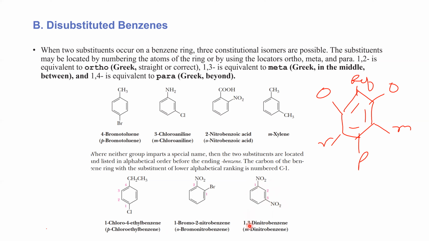So this is the 1,3-dinitrobenzene or meta-dinitrobenzene. So it will always take the first substitution at the first position, and that will be relative to that first position, whether that is on a meta, para, or the ortho, or the second, third, or the fourth one.